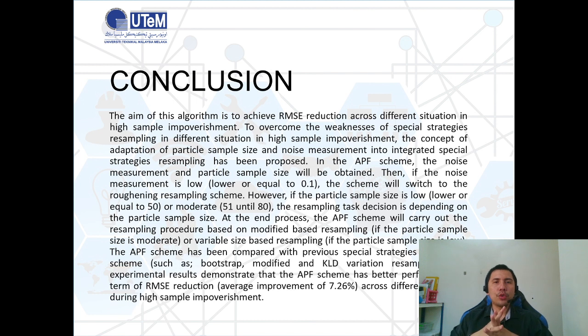So as a conclusion, the aim of our algorithm is to achieve RMSE reduction across different situations in a high sample impoverishment environment. In order to do this, the concept of adaptation of the particle sample size and noise measurement into an integrated special strategy resampling has been proposed. In our algorithm, the noise measurement and particle size will be checked. If the noise measurement is low, the scheme will switch to the roughening resampling scheme. However, if the particle sample size is low or moderate, the resampling decision depends on the particle sample size. So at the end, the APF scheme will carry out the resampling procedure based on the modified-based resampling or variable size-based resampling.